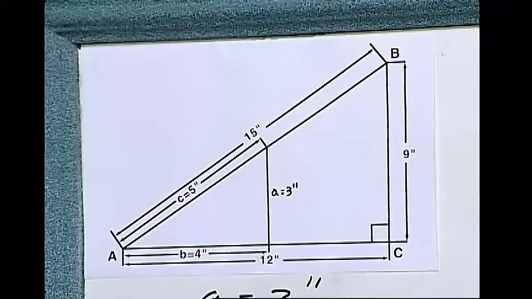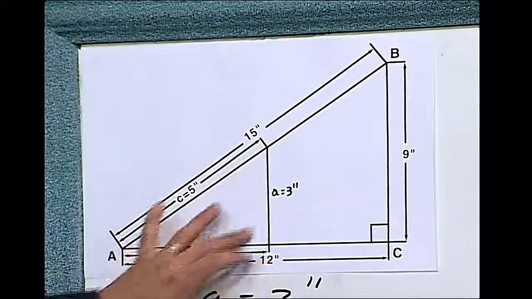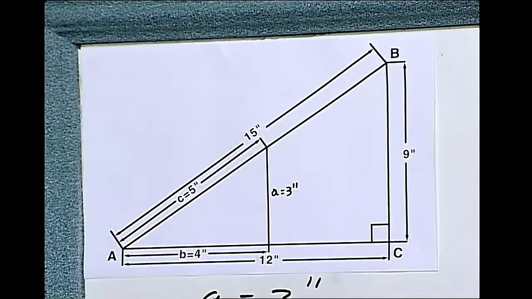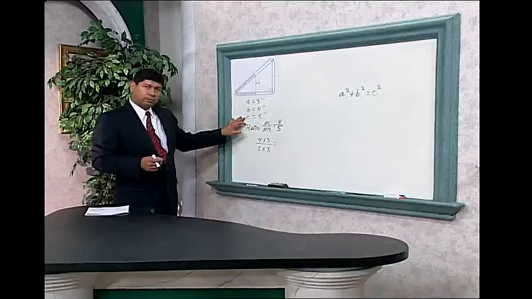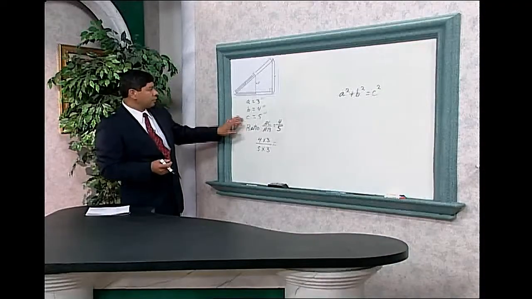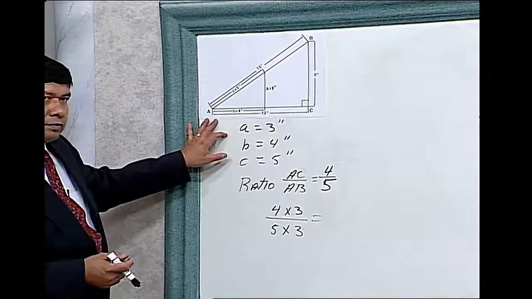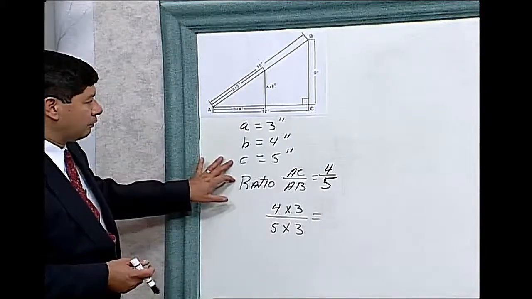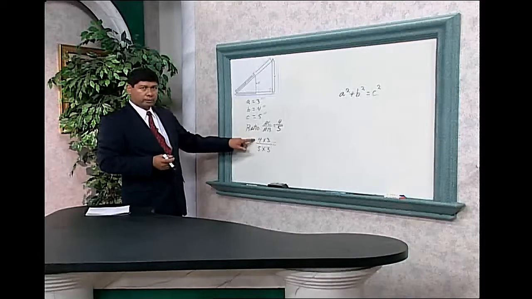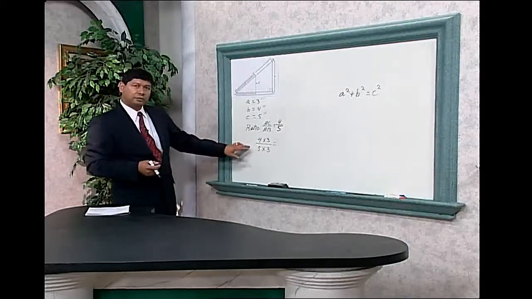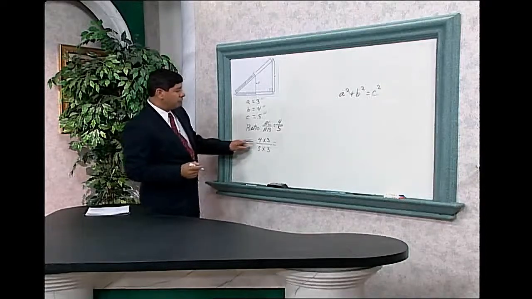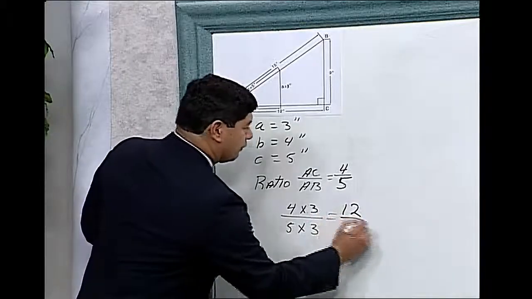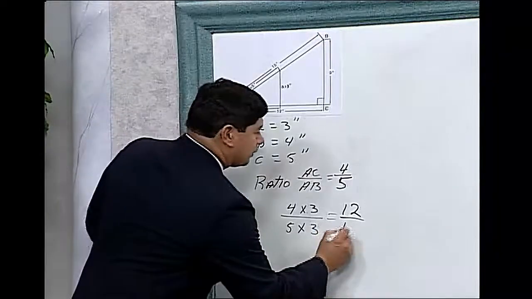Example 2, triangle ABC. We know that side A is 3 inches in our triangle, side B is 4 inches, side C is 5 inches. So what we're going to do is create a ratio, the ratio of side AC over side AB, which can be numerically represented as 4 over 5. We're going to multiply both the numerator and the denominator by a factor of 3, a constant factor. 4 times 3 is 12, and 5 times 3 is 15.